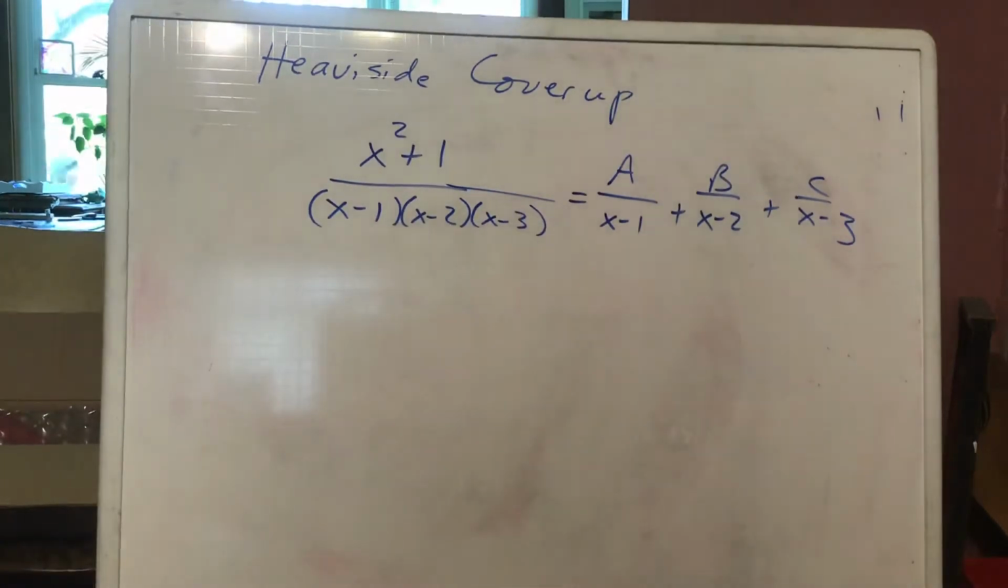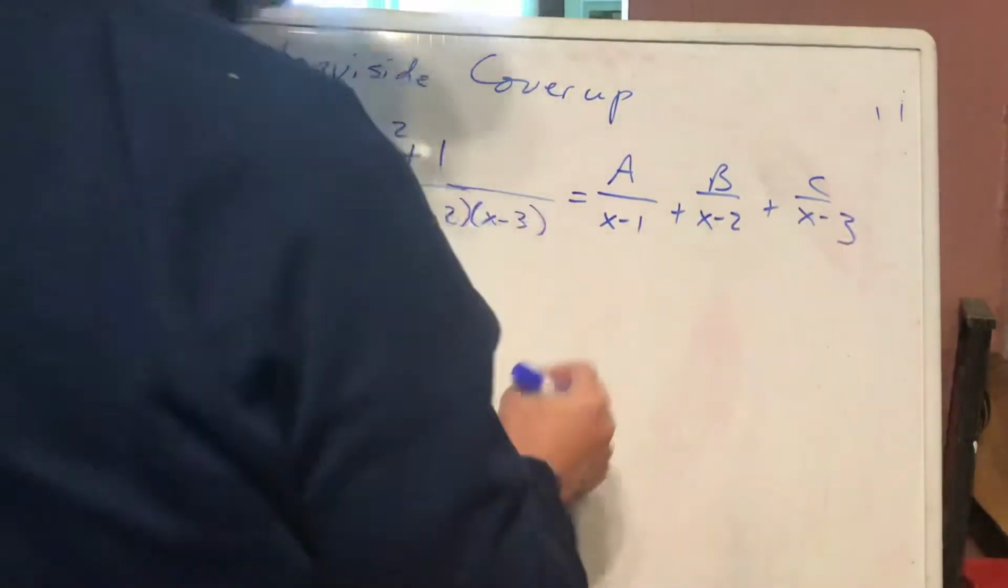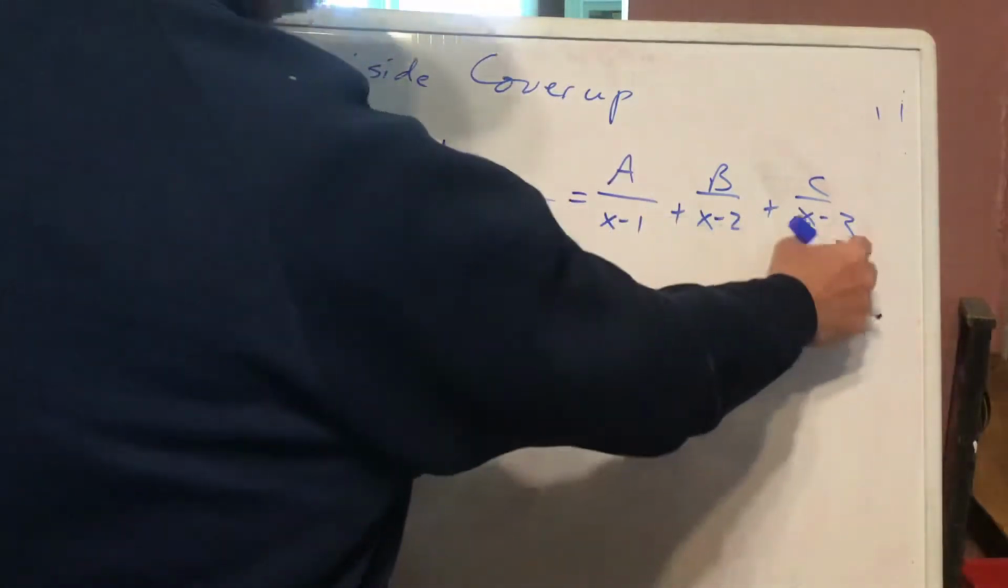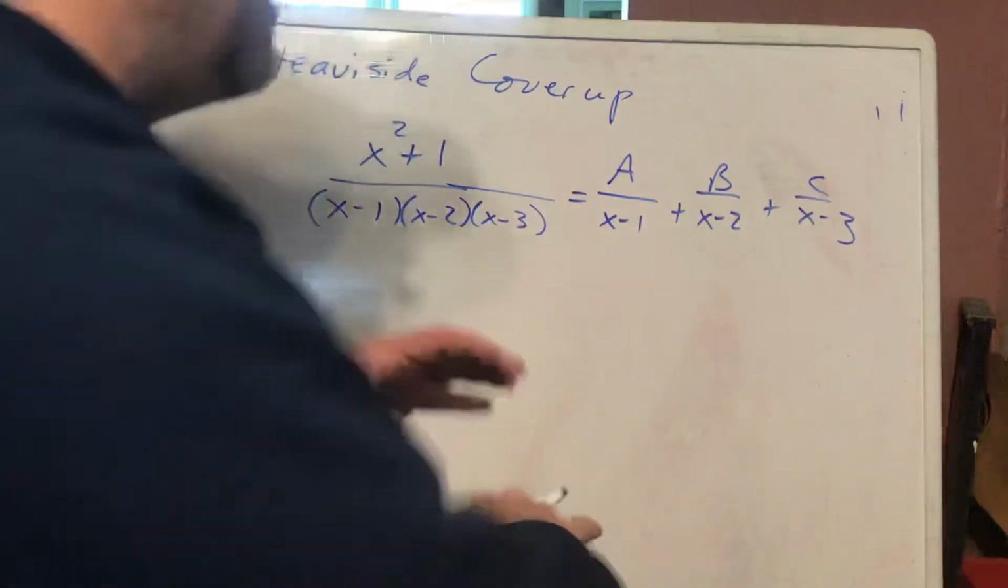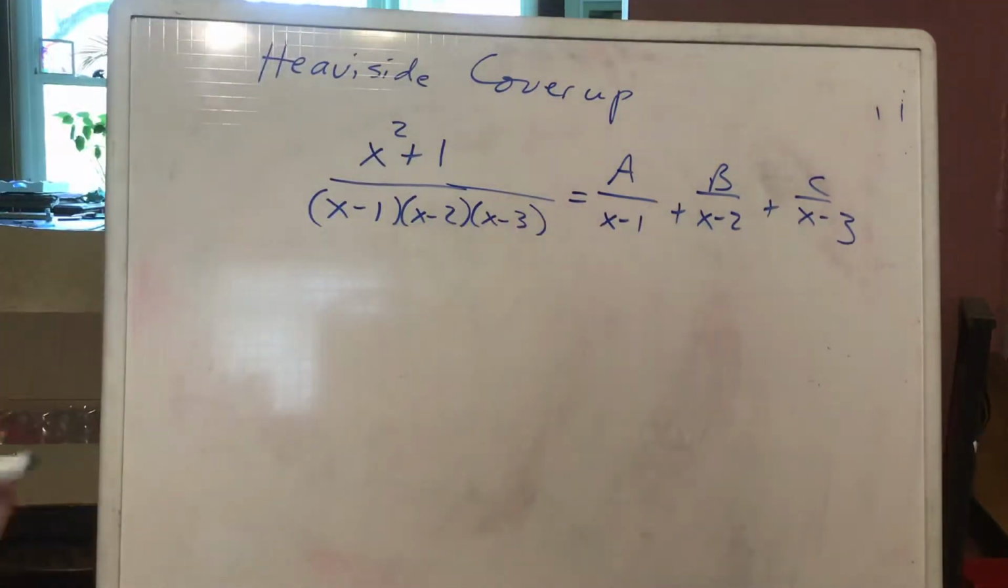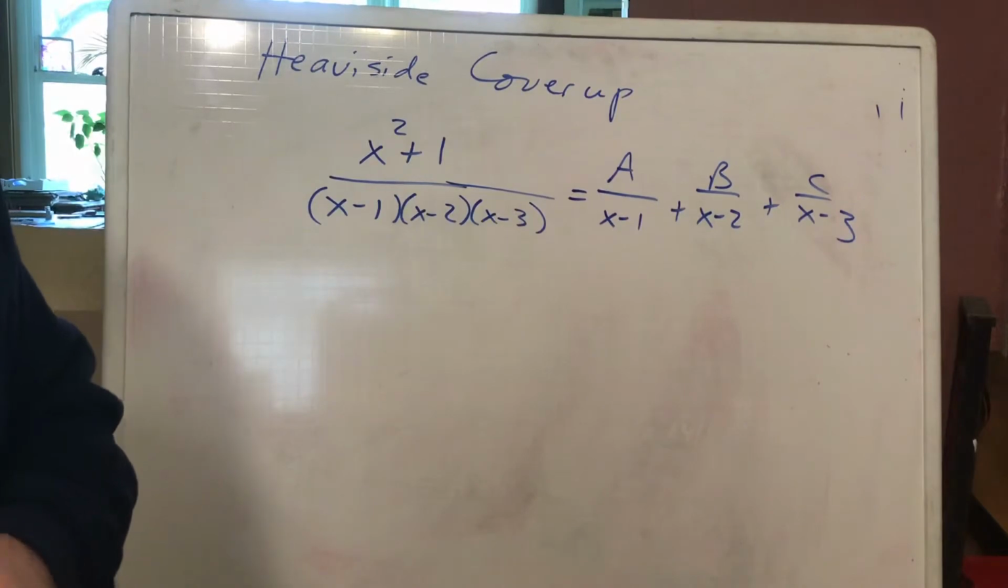Alright, and then I would tell you to multiply through by x minus 2 and x minus 3 for a, x minus 1 and x minus 3 for b, and x minus 1 and x minus 2 for c. And then you'd have a whole bunch of terms, x squared terms, x terms, and constant terms, and you'd have 3 equations and 3 unknowns, and you'd have to solve that. And that's kind of a pain. But the Heaviside cover-up says we're going to do something a little bit different.